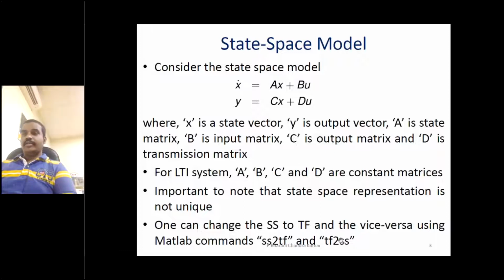These are the two different commands: ss2tf means state space to transfer function, and tf2ss converts the transfer function to state space. Many other arguments are required as well. For example, to convert ss to tf, you need A, B, C, D, which will give you the numerator and denominator. For tf to state space, A, B, C, D are your output arguments, and the input arguments are the numerator and denominator, and vice versa. We will see how to do this in the coming classes.